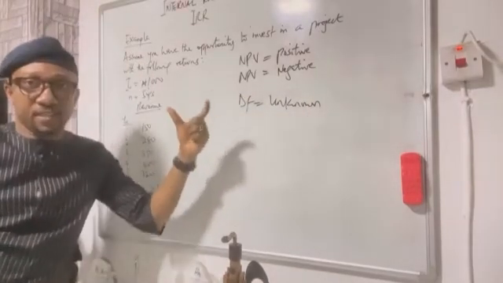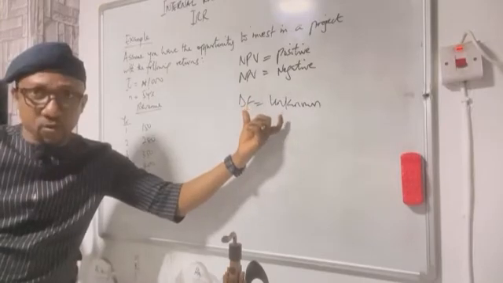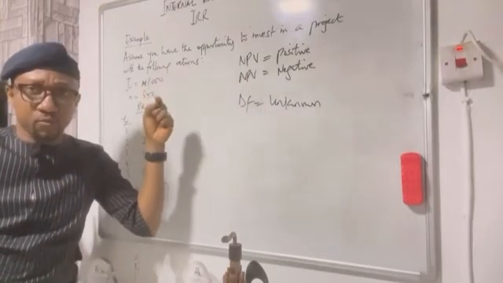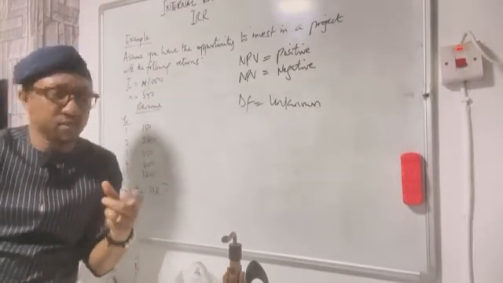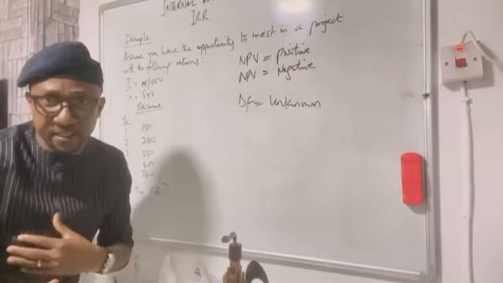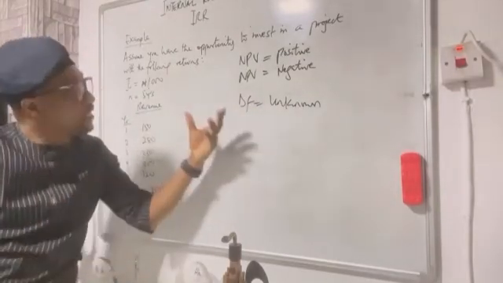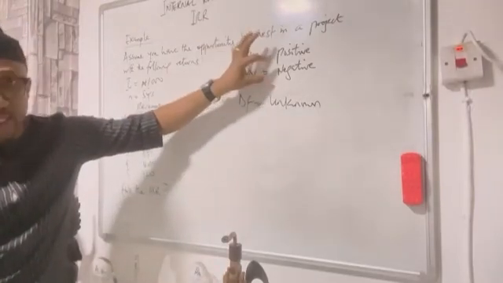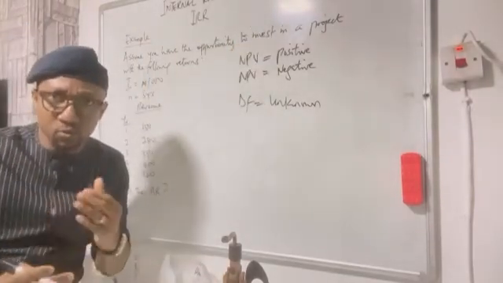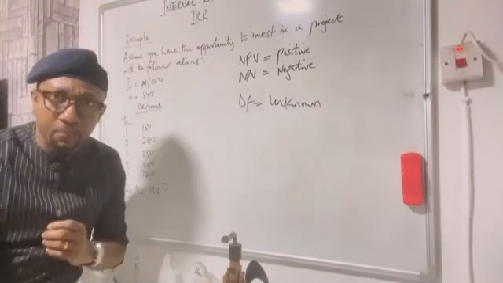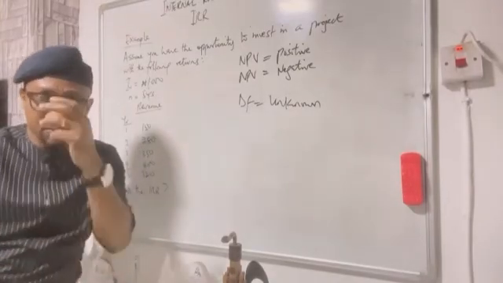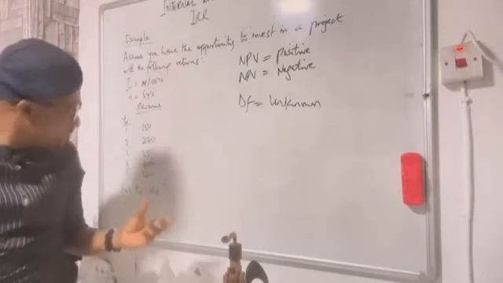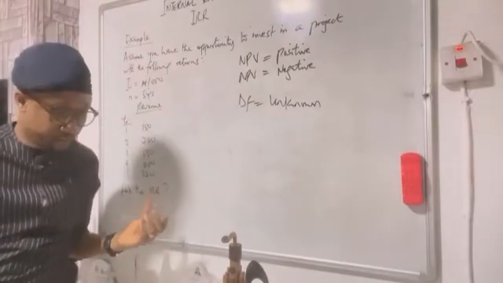And you know that in calculating NPV, a discount factor is required. But in this example, the discount factor is not given. So what we do is take a guess. With that guess, we must find an NPV that is positive and another one that is negative. After determining those two NPVs, we will then interpolate. By interpolating, we will arrive at our internal rate of return.